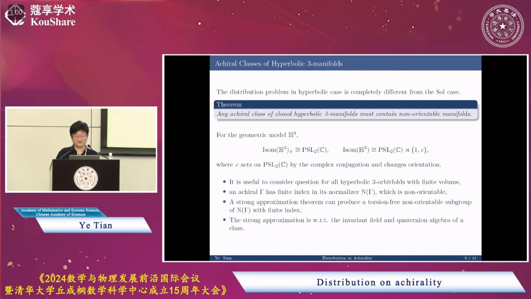Now the question is reduced to how to find a torsion-free subgroup of N gamma which has elements projecting to complex conjugation. This is a number theory question. It looks like it can be solved using the strong approximation theorem with respect to the invariant field and the quaternion algebra of an achiral class.